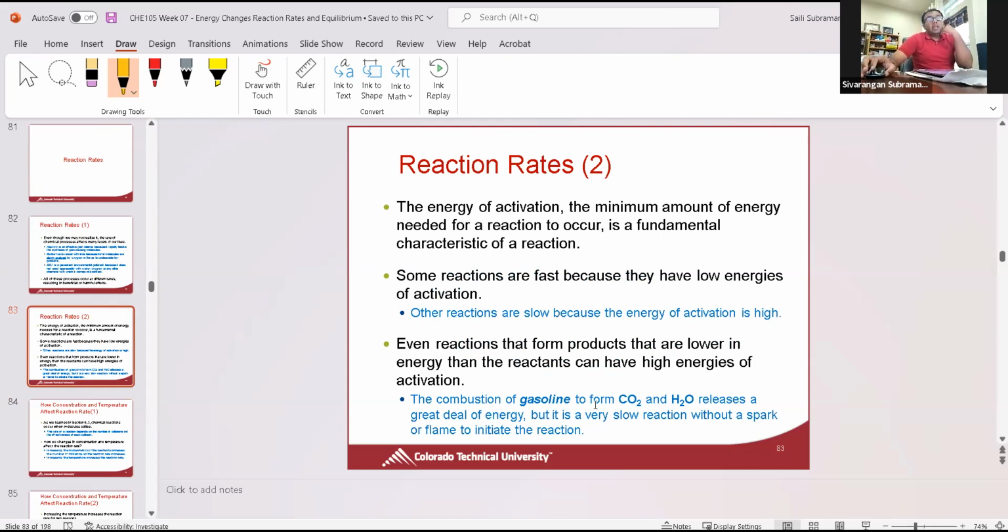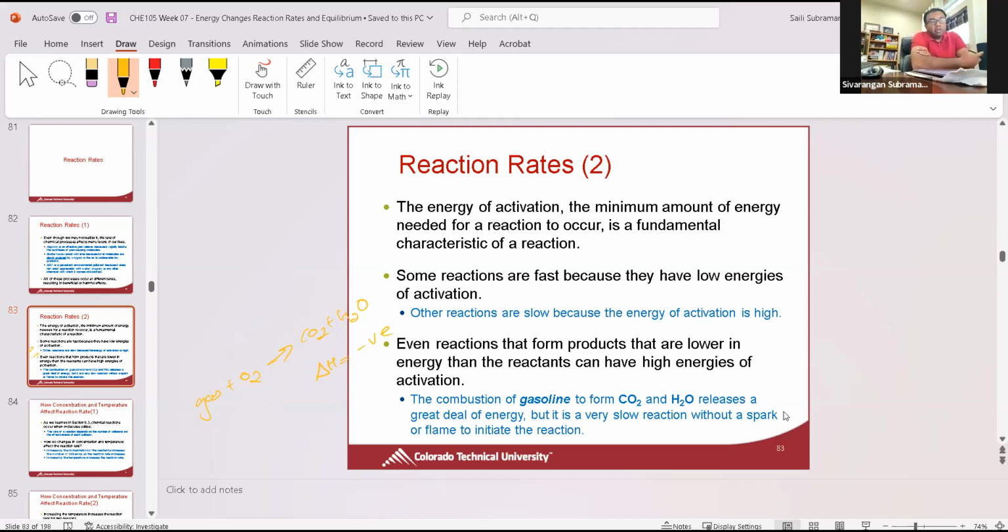The combustion of gasoline to form carbon dioxide and H2O. So we keep talking about combustion of gasoline, right? So gas plus oxygen gives you CO2 plus H2O. And you know that this has a huge negative delta H value, which means energy is released. Okay, so you do know that by itself, you're never going to have a combustion reaction, right?